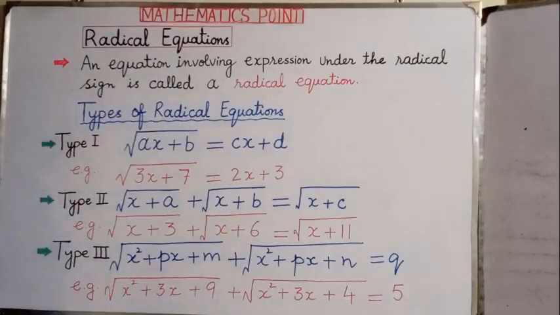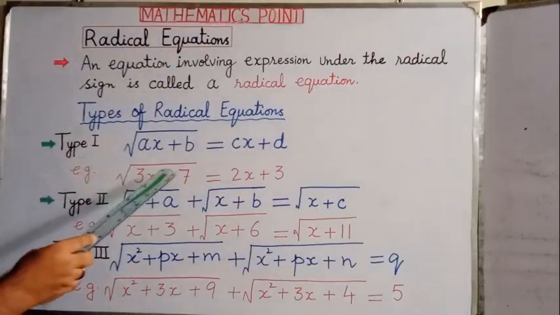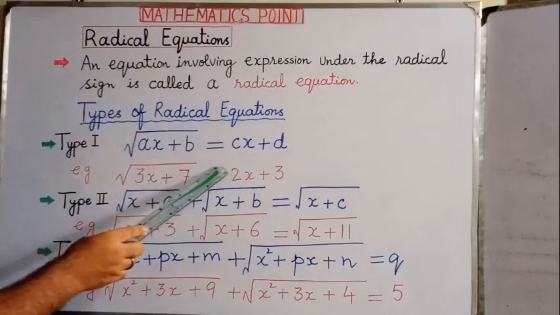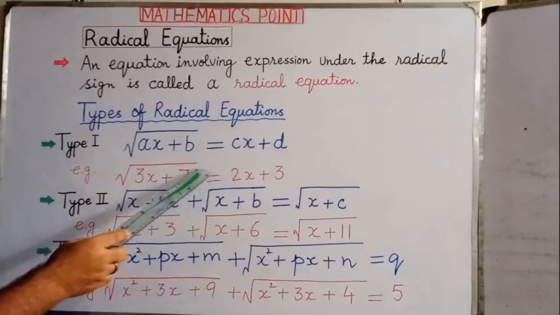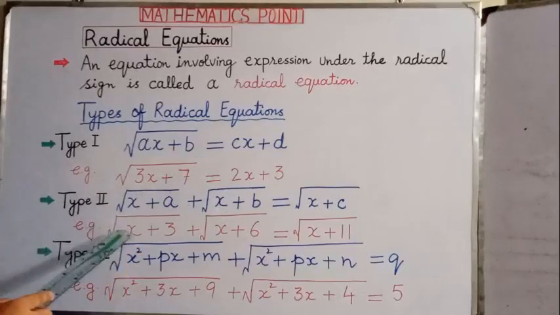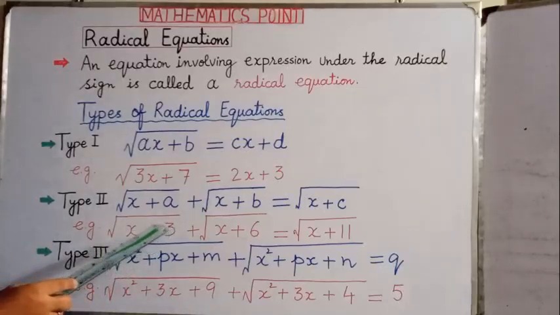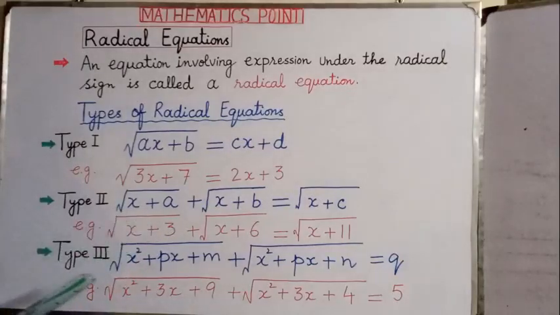When we solve type 1, we have to take the square one time on both sides to get the roots of that radical equation. In type 2, when we want to solve and get the roots, we have to take the square two times. In type 3, when we want to solve and get the roots, we have to take the square maybe 1 time or 2 times.